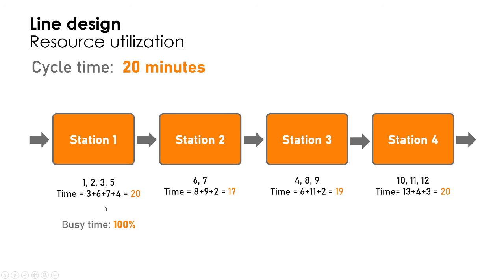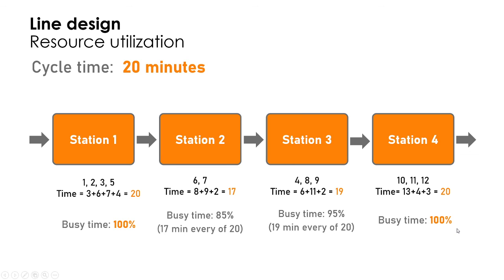with another amplifier. As to station 2, things are different, because once it's finished, it'll have to wait 3 minutes for station 1 to finish its job. So it'll be waiting 3 minutes out of every 20, or similarly, it'll be working 17 minutes out of every 20 minutes. That means a busy time of 85%. Station 3 will be working 95% of the time, 19 minutes out of every 20, and finally station 4 will be working all the time.